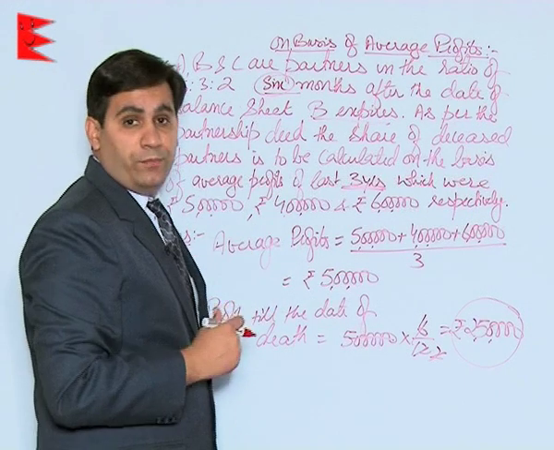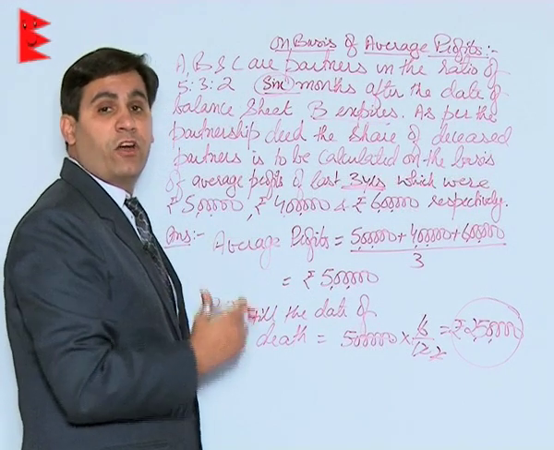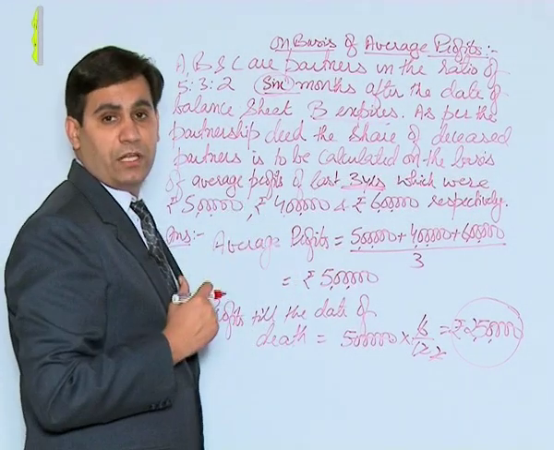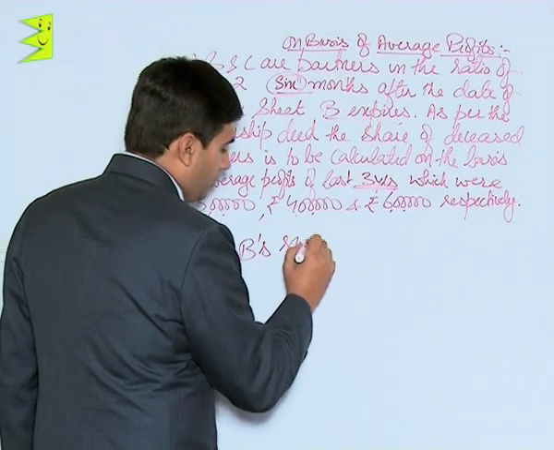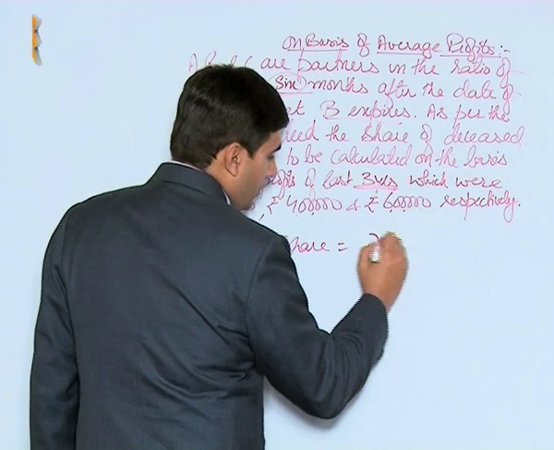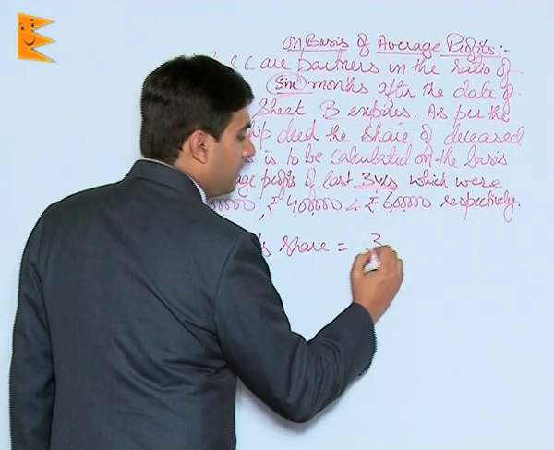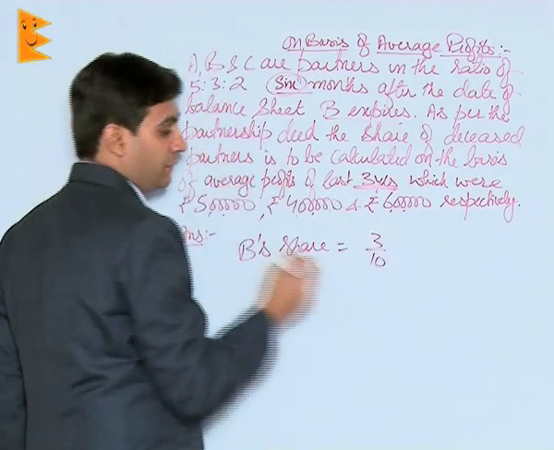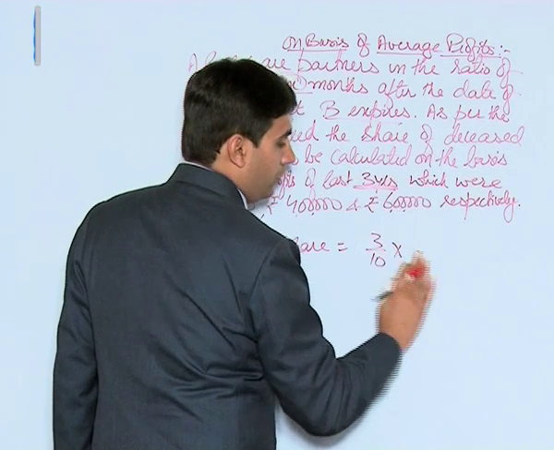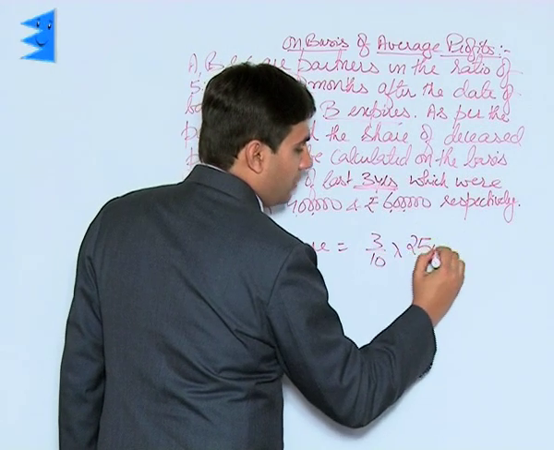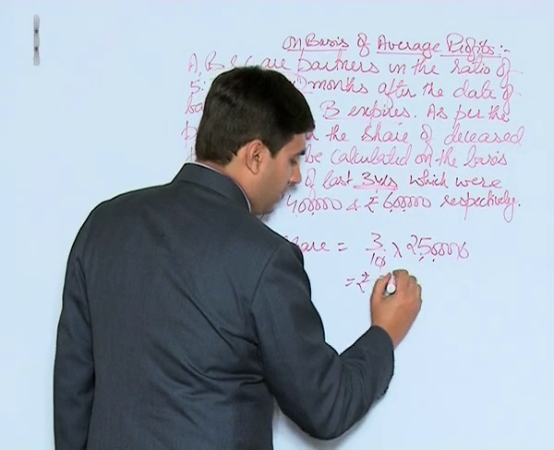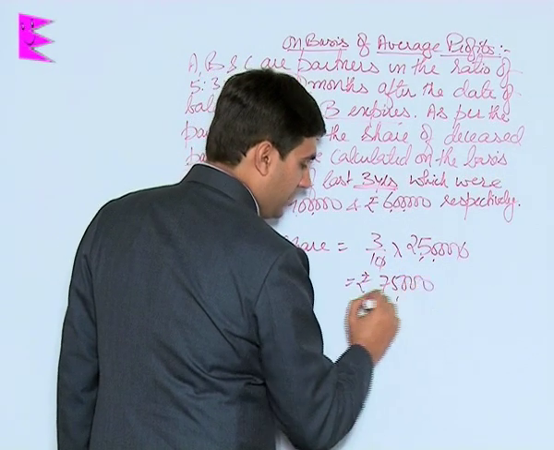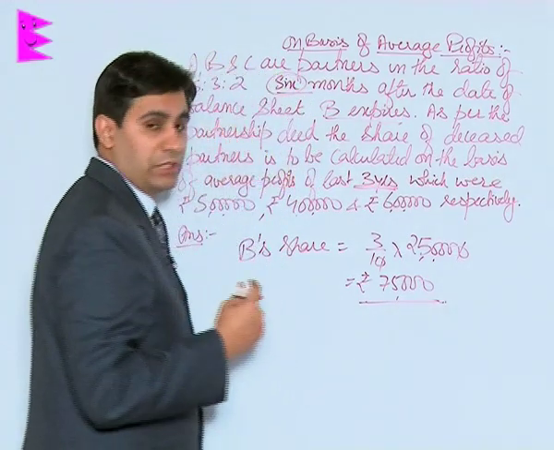B has expired. Let us calculate the share of B out of this profits now. So the B's share comes to 3 by 10th, that is his share of profits of 2,50,000, that is profits till the date of death. That means his share comes to be rupees 75,000.